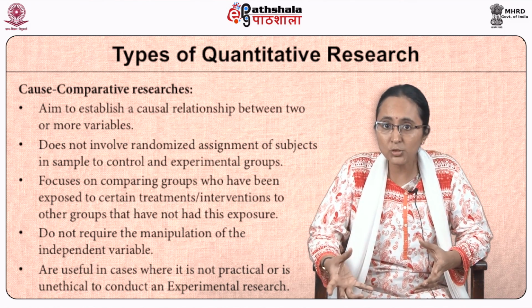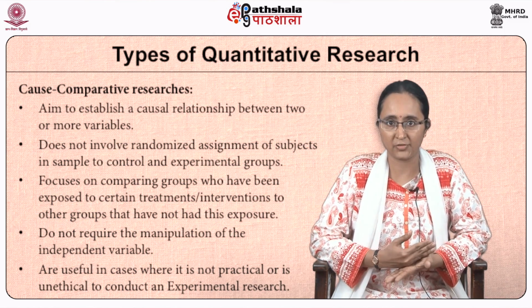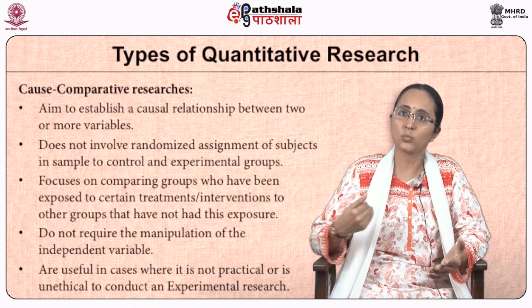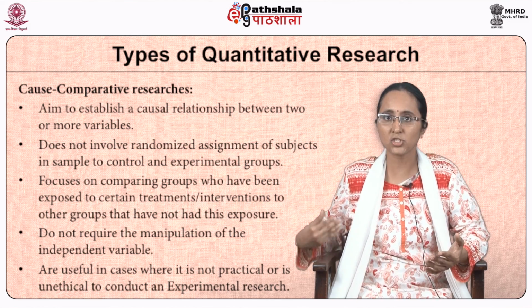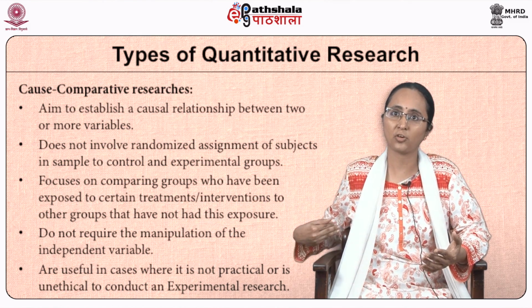It's similar to but different from experimental research, and that you will understand when we look at experimental research, which is the fourth type of quantitative research. Some examples of causal comparative research or quasi-experimental research could be effect of preschool education on primary school completion, effect of smoking on lung cancer, effect of education levels on income, effect of poverty on mental health.